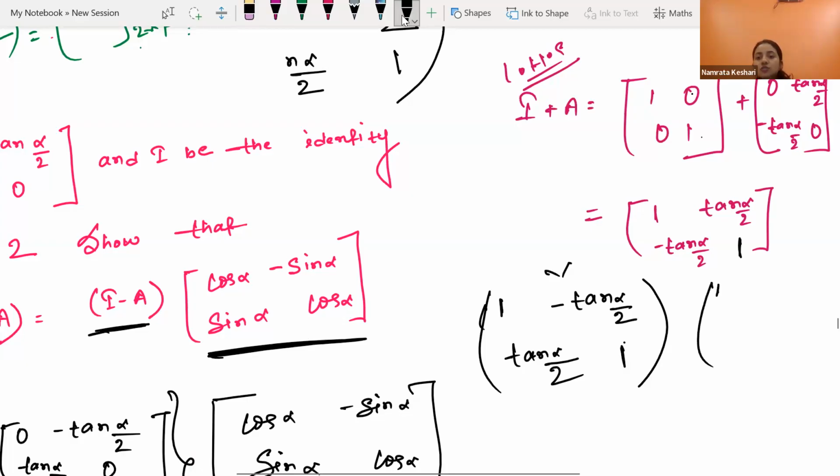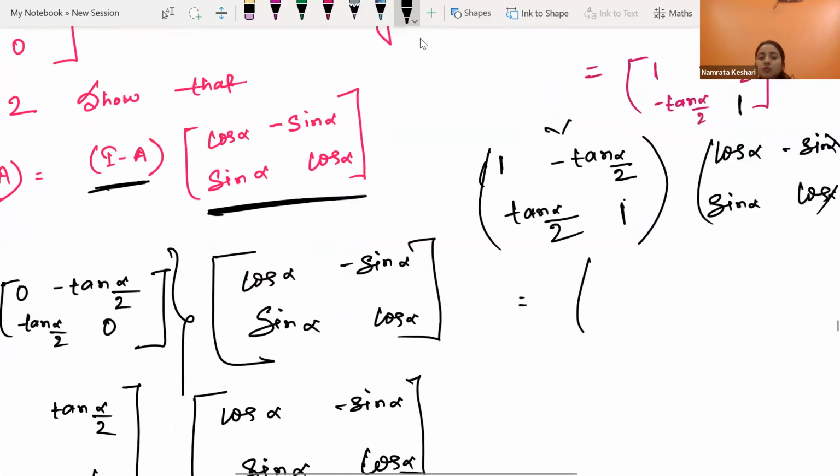Let's do the multiplication. Cos alpha, minus sin alpha, sin alpha, cos alpha. Can you please tell me what will be the elements over here? A11, A12. A11 will be cos alpha plus sin alpha, right?